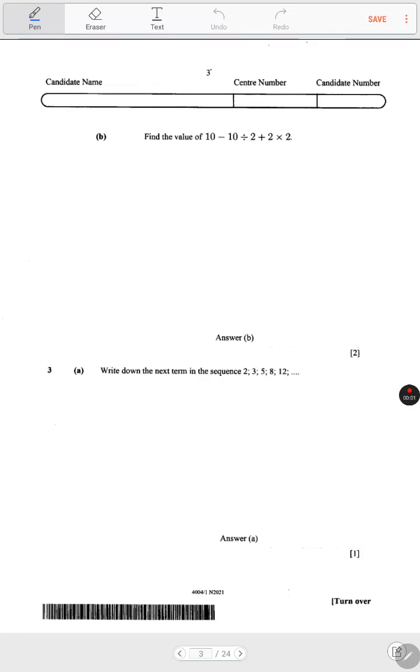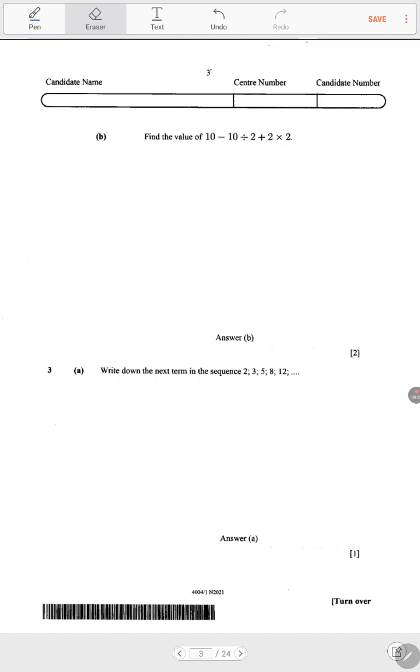In today's lesson, we are going to continue looking at Zimsec Maths 2021 paper 1. So I will continue from number 2b. The question says, find the value of 10 minus 10 divided by 2 plus 2 times 2. So this is the way I would do this question.